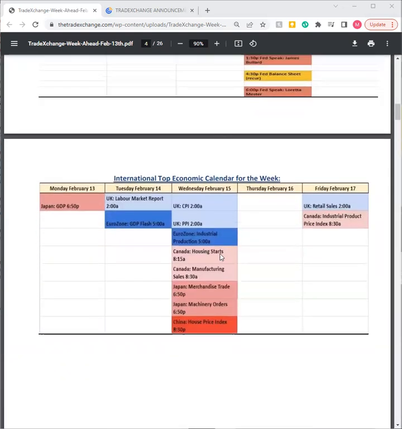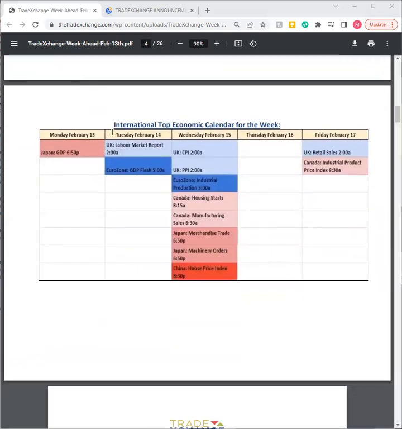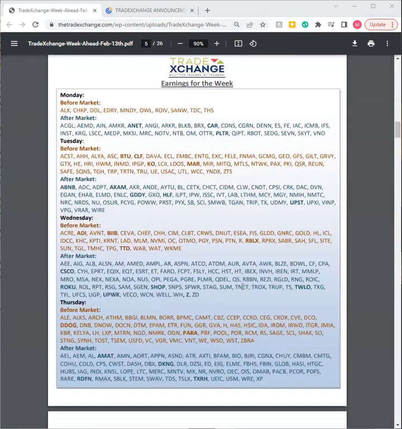On the international side, we have an international calendar. Not that much of a busy week, except for on Wednesday. Earnings season continuing, but as you've seen, members, a majority of all the top earnings have been reported already. But the list is here. As always, we do bold out some of the big names that are coming up this week.